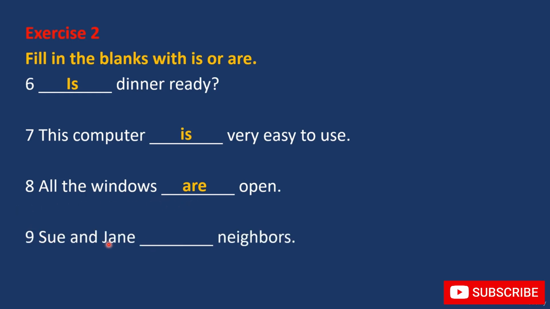Sue and Jean ___ neighbors. This is plural. If I say Sue, Sue is. Jean, Jean is. But Sue and Jean are neighbors because this is plural. Perfect. His hair ___ curly. The word hair is uncountable here, so his hair is curly. Excellent.